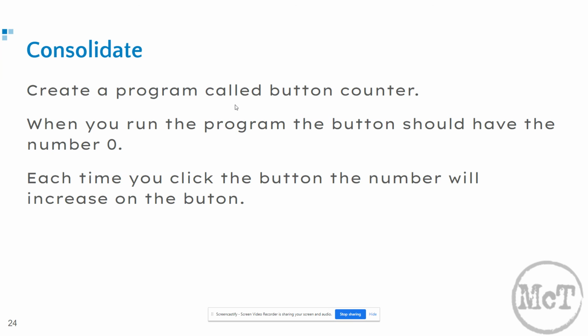So what I want you to do is create a new program. It has a button, and the button has the number 0 on it. And the goal for this program is every time you click the button, I want that number to increase. So 0, 1, 2, 3. That's going to be tricky. Keep in mind that you're probably going to need a variable that's an integer, and you're probably going to need to figure out how to convert an integer to a string.